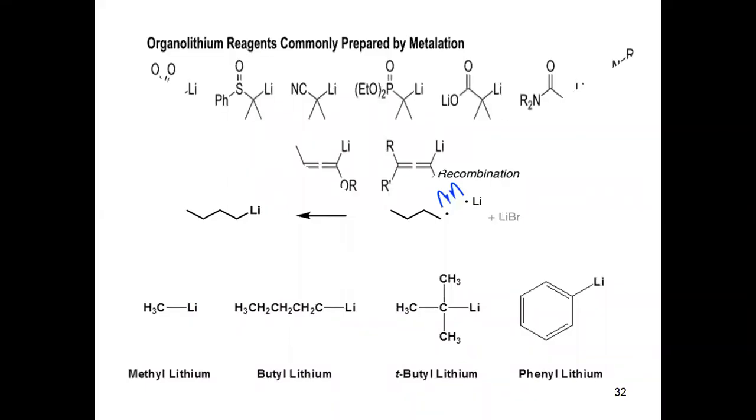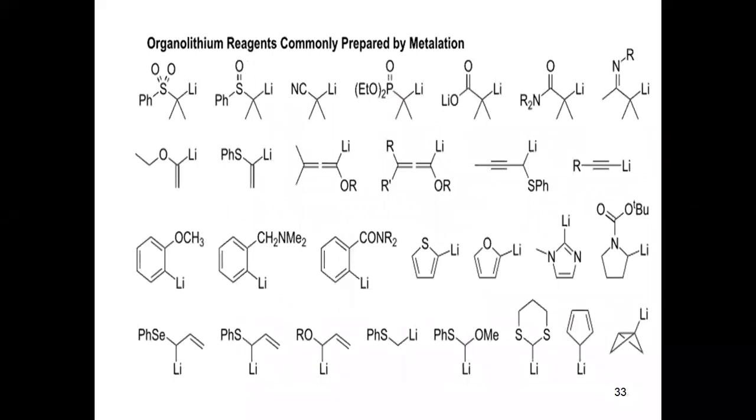Okay. So next slide is here. These are the different types of organolithium reagents that can be used in organic synthesis, prepared by using different methylation processes. Okay, so this is for your kind information.